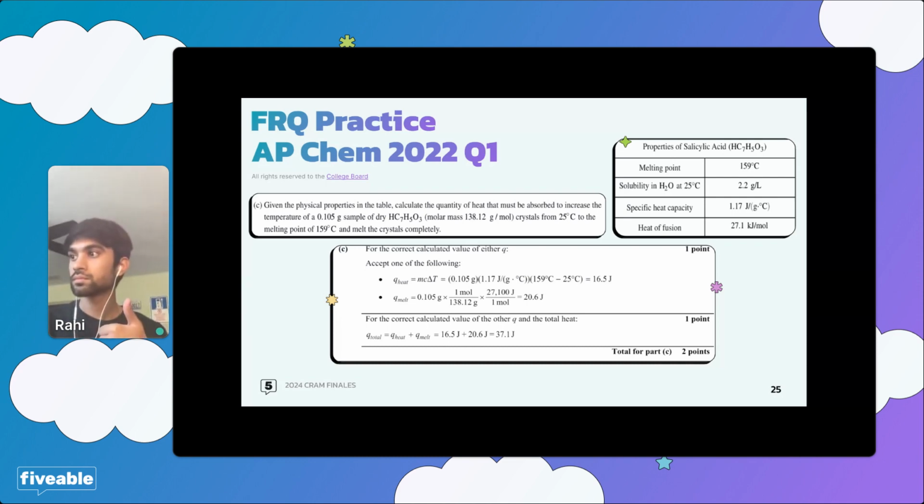We're good? Yeah, QMEL is not the heat of fusion specifically, which is the unit of 27.1. That is molar. QMEL is the energy. We're calculating how much energy it requires to melt it. We use the heat of fusion to calculate that. They're not the same thing, but we are using the heat of fusion to calculate QMEL, which is how much energy is required to melt it. Exactly. Right? We're good?